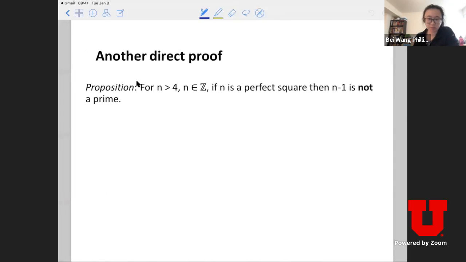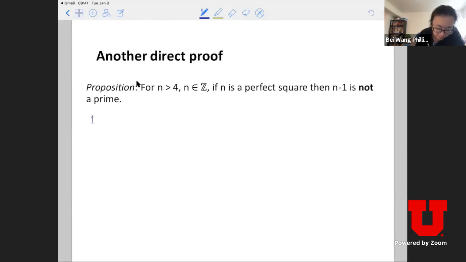Okay, so this is the last problem for recitation 2, extra material. Again, we want to take advantage of the hypothesis, and we also want to make use of the property of something being a prime or not a prime.